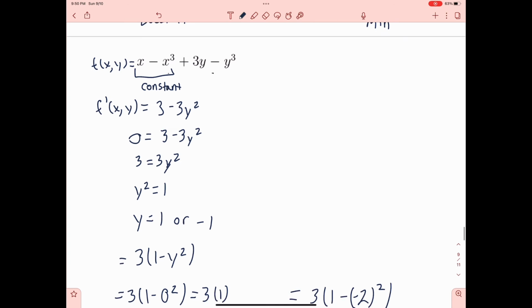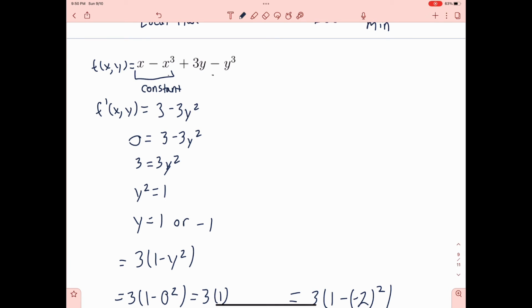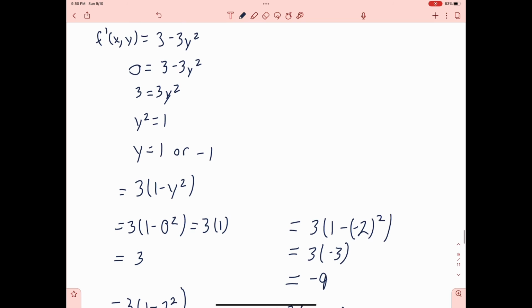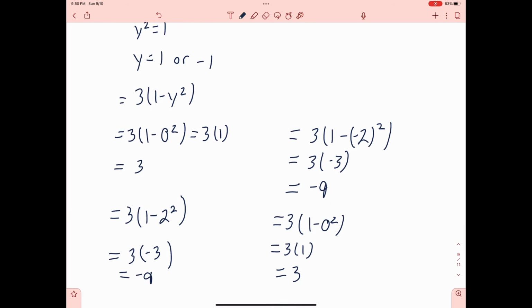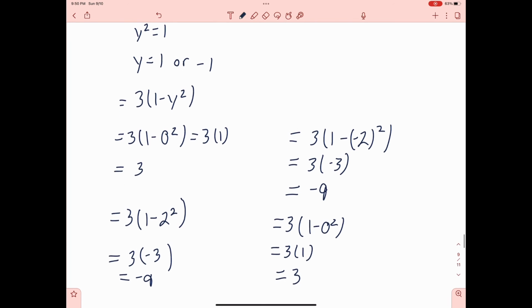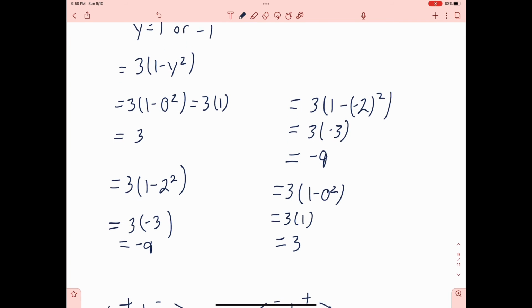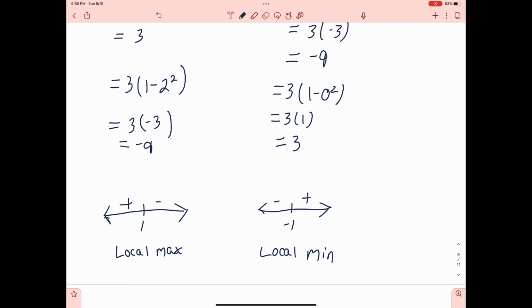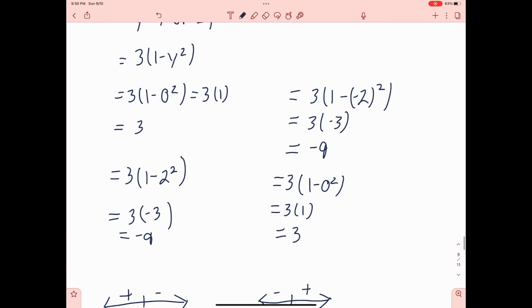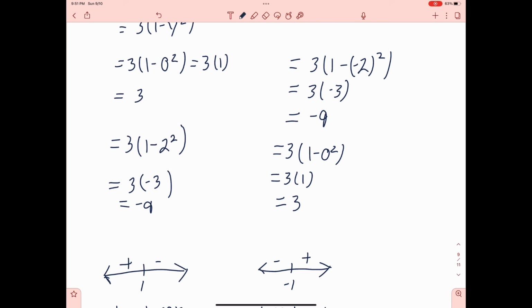So now we do the same thing with respect to y holding x constant. That gives us the derivative equals 3 minus 3y squared. So we set that equal to 0 and solve for y. That gives us y is equal to negative or positive 1. So we do the same thing where we take the value less than or greater than and plug them into our equation. Our value less than, 0, would give us positive 3, and our value greater than, which would be 2, would give us negative 9. So the value less than is positive and the value greater than is negative. Positive 1 is a local max.